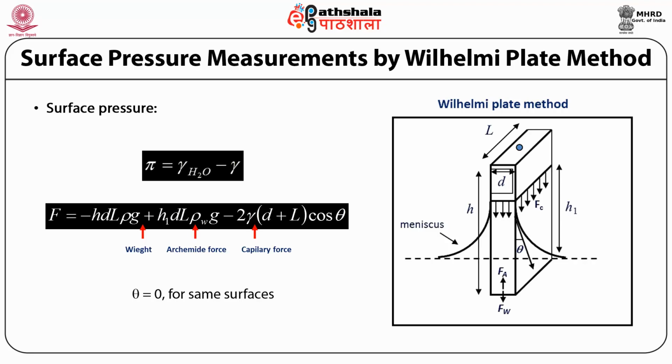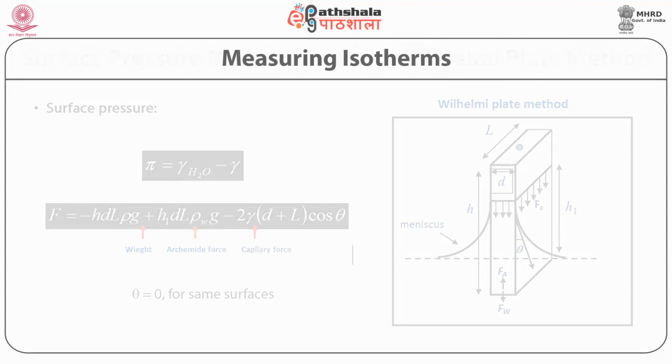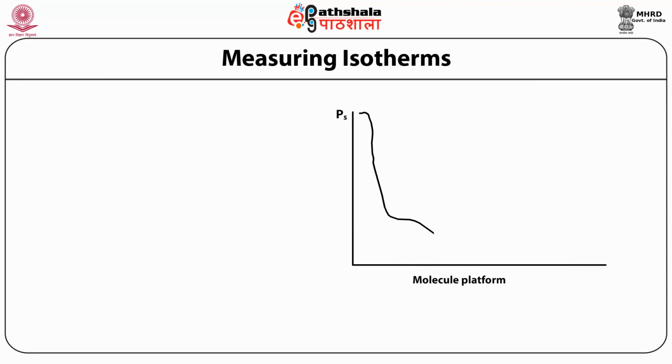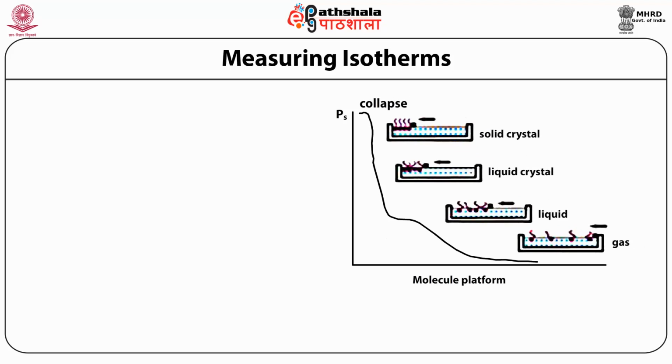So when you change something on the surface, this weight and Archimedes force remain the same. Only what changes is this capillary force, which includes the gamma there. So any change in the surface tension of this liquid surface is perceived through it, and that is recorded in the form of some force using this balance, which can be converted into a surface pressure as written on the top.